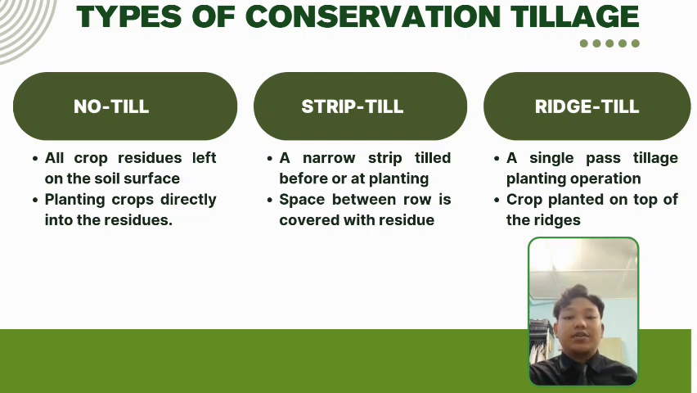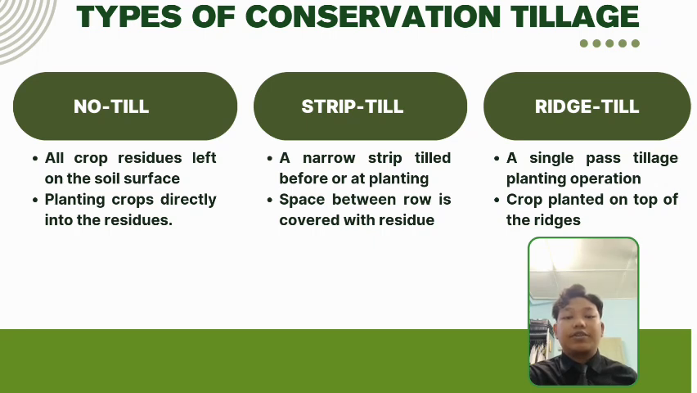Next, we have strip till, also called zone tillage, where a narrow strip is tilled before or at planting. In this method, only narrow strips of soil are tilled where the seed will be planted, leaving the rest of the field undisturbed. The space between the rows is covered with residue. Strip till improves the seedbed environment, as it only disturbs soil in a narrow zone. Strip till strikes a balance between conservation and precision.